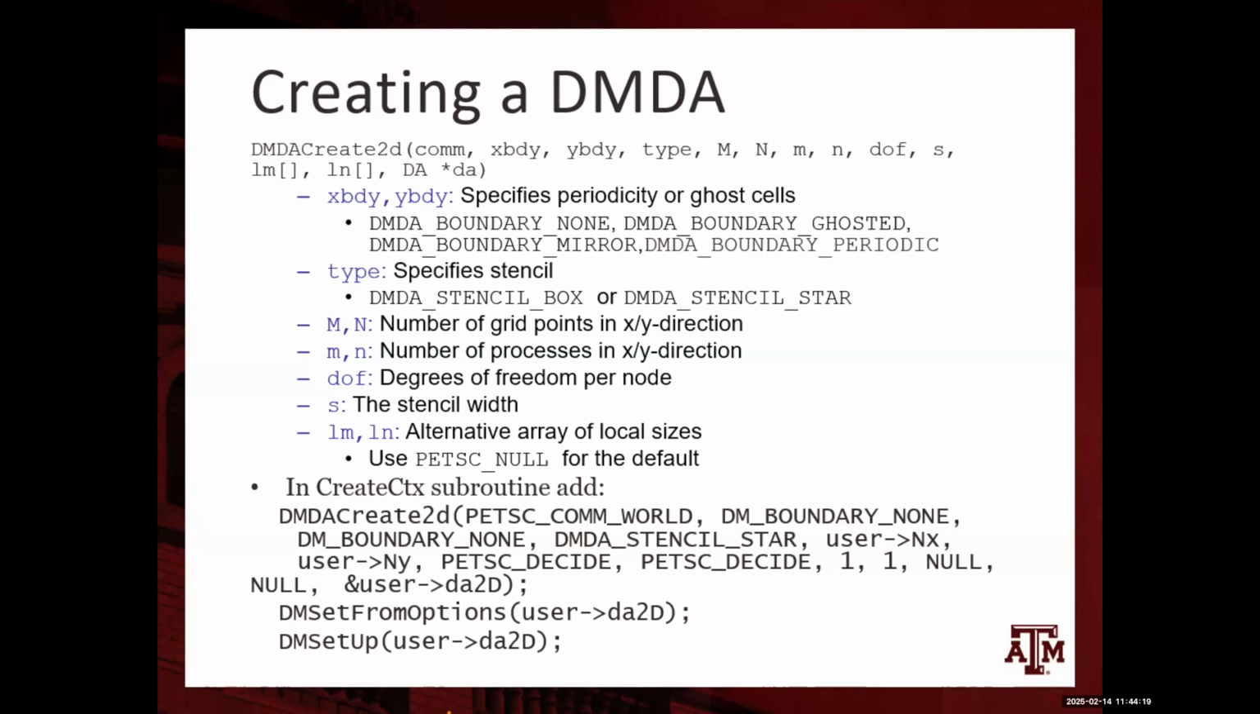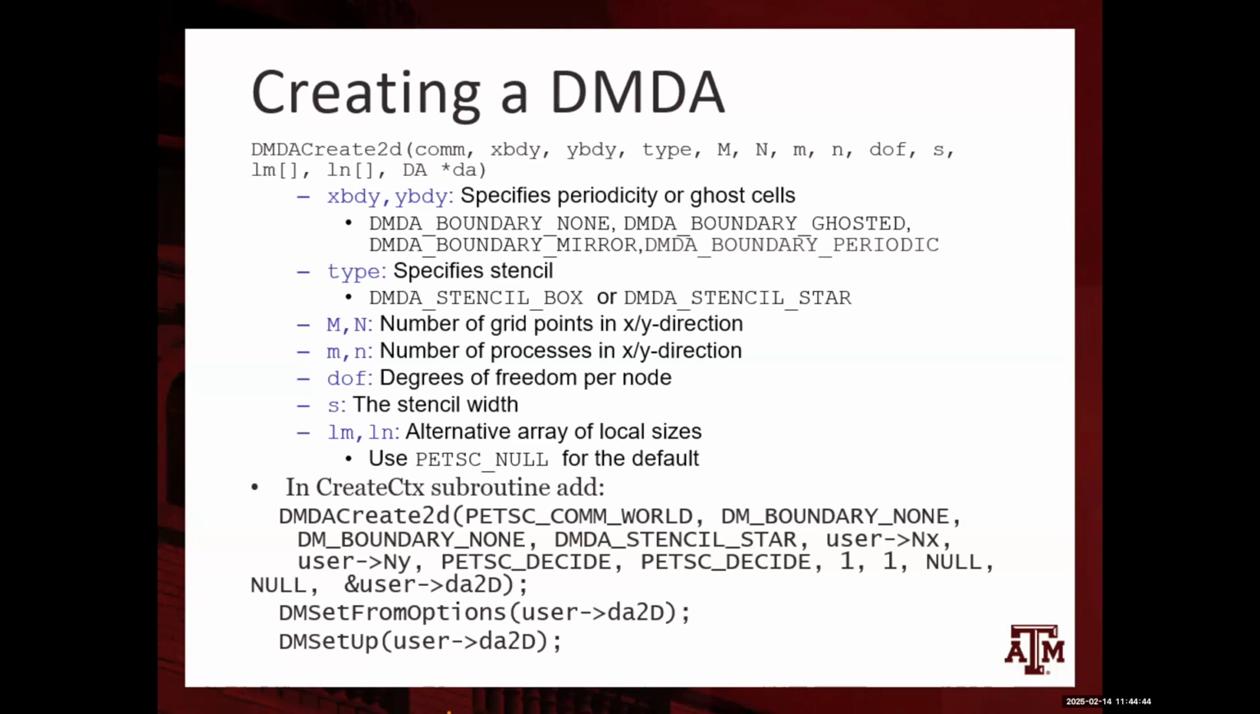After that, M and N are the number of grid points in the X and Y direction. Small m and n are the number of processors, the number of processes in the X and Y direction. Degrees of freedom is the number of degrees of freedom that we have on each grid node. Here we are just solving for pressure, so it's 1.